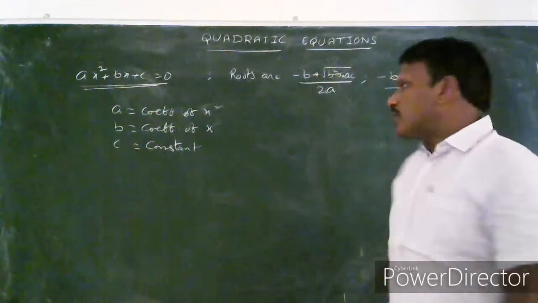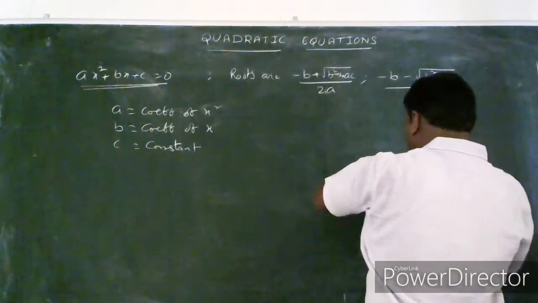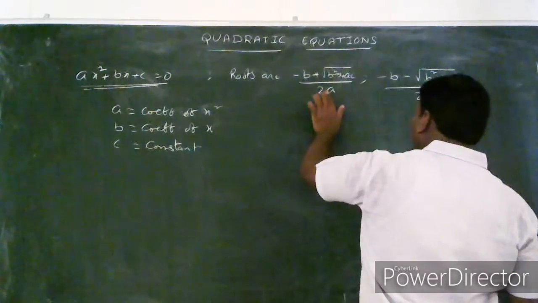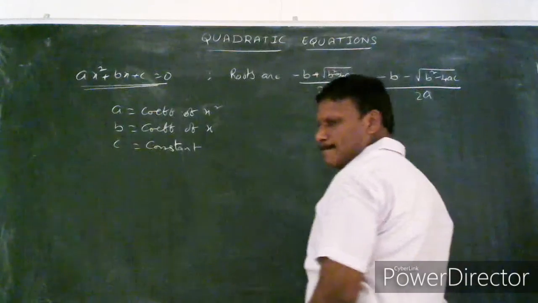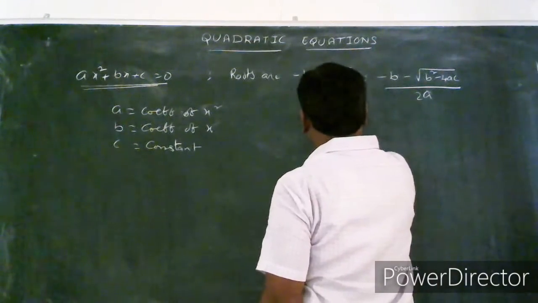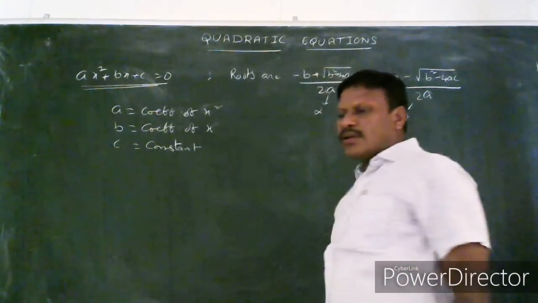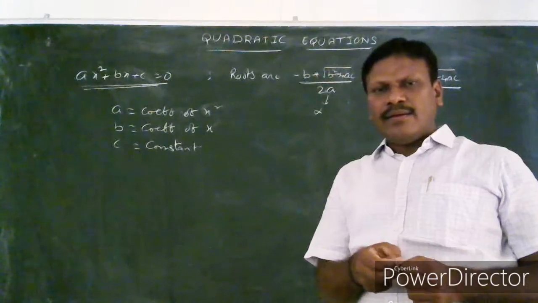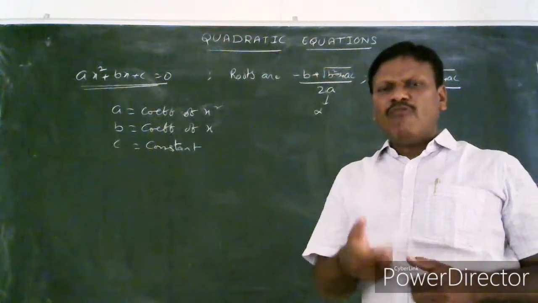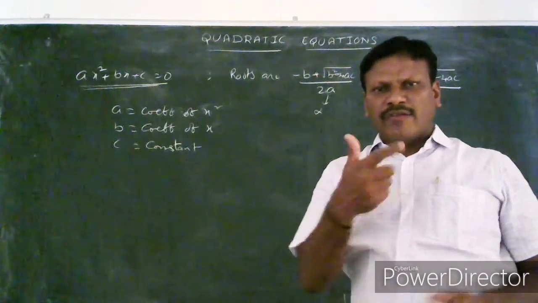C is equal to constant. Roots are minus b plus root of b square minus 4ac by 2a, and minus b minus root of b square minus 4ac by 2a. So take this root as alpha, second root as beta. Now I want to find, when the equation is given, directly how we can find sum of roots and how we can find product of roots.